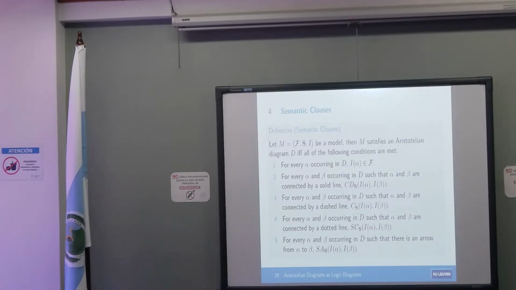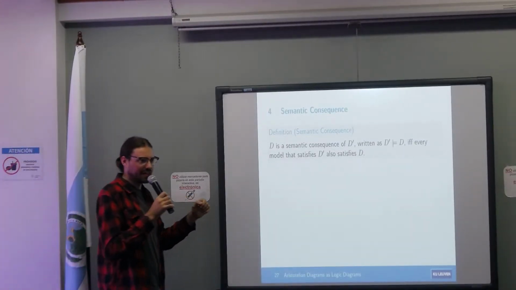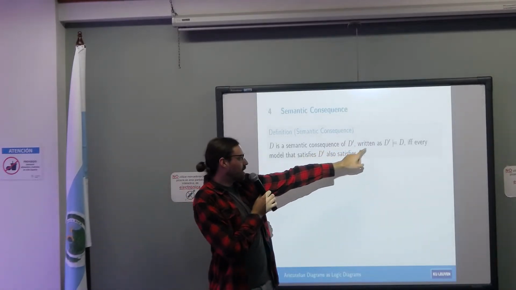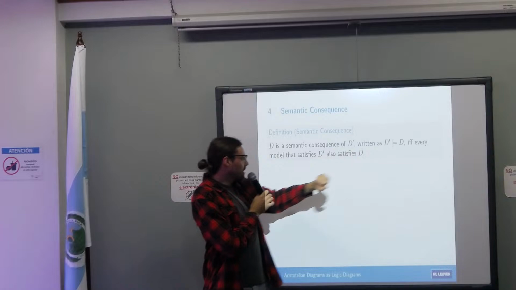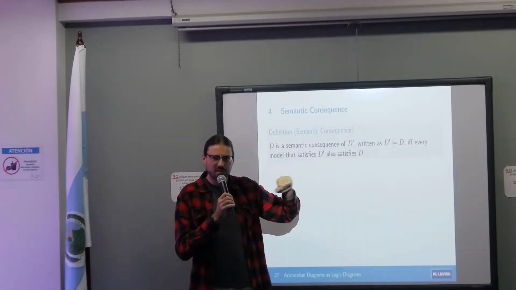Okay, and then so we have models, we have semantic classes, then we can define a semantic consequence relation. So a well-formed Aristotelian diagram D is a semantic consequence of a diagram D prime, which we write like this, if and only if every model that satisfies D prime also satisfies D.